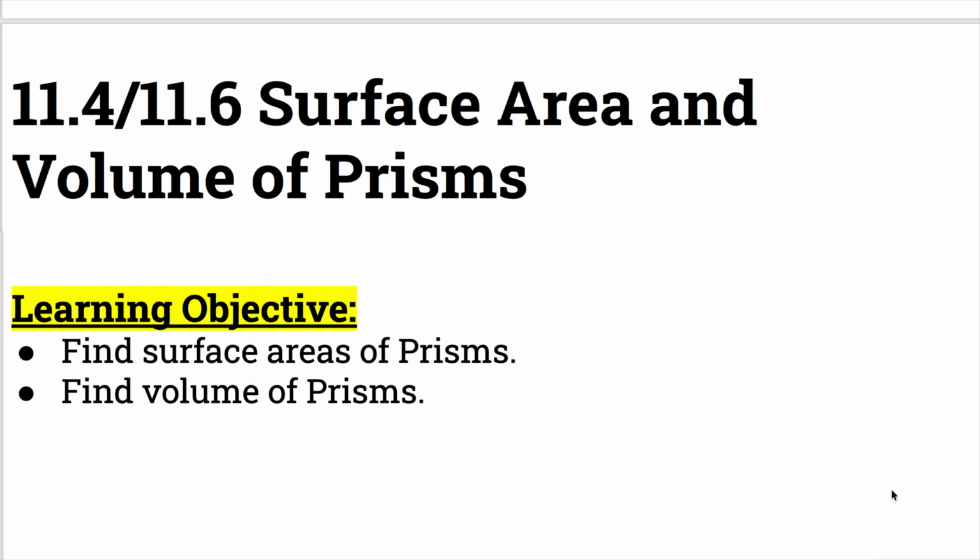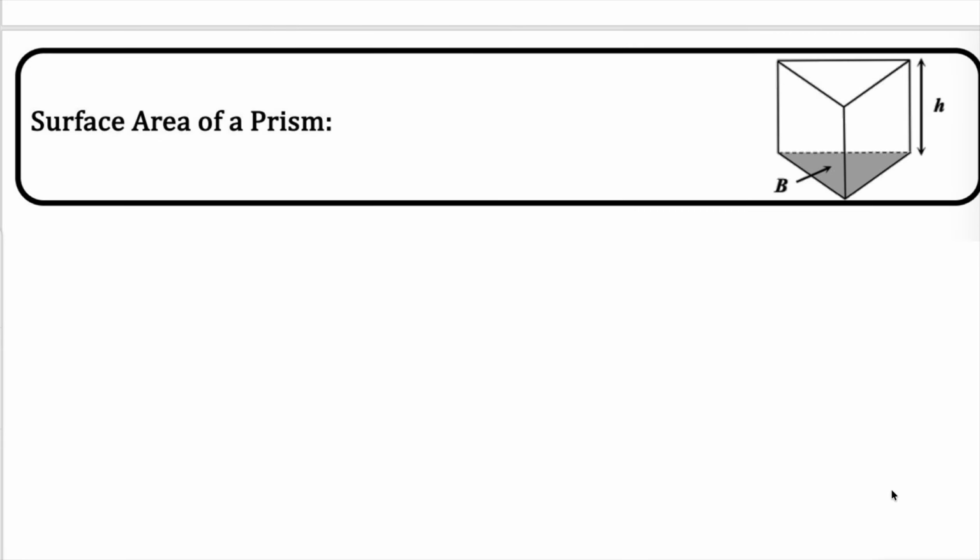Today we're looking at lessons 11.4 and 11.6, which are the surface area of prisms and then the volume of prisms. So without any further ado, let's go and get started. First thing we're going to look at is the formula. To find the surface area of your prism, you're going to be taking your perimeter of the base times the height plus the area of your base times 2.